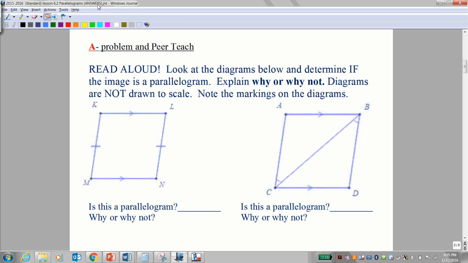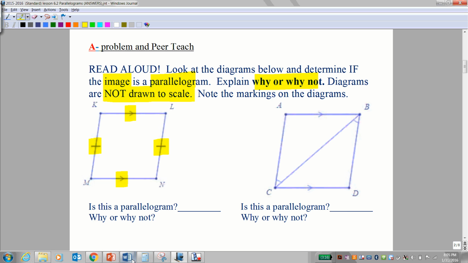This is Peer Teach problem A. Your job here is to look at the diagram and determine if the image is a parallelogram and be able to explain why or why not. Note the diagrams are not drawn to scale. Be very careful with the markings here.